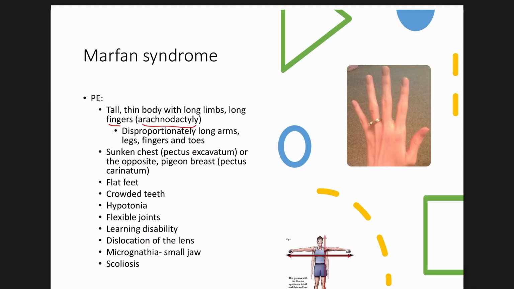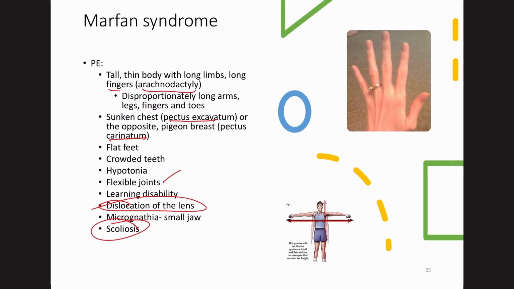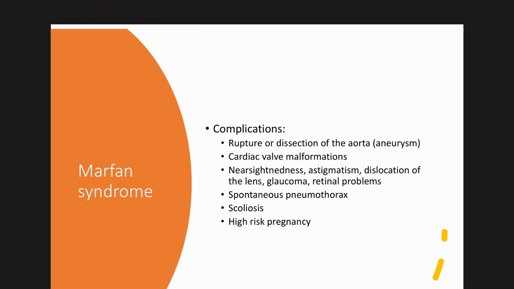Sunken chest is pectus excavatum. That's the sunken chest. Or they have the opposite. It's called a pigeon breast, which is pectus carinatum, where instead of a sunken chest, it's puffed out. They may have flat feet, crowded teeth, hypotonia, flexible joints, dislocation of the lens. So that's where the eye problems come into play. A small jaw, and potentially scoliosis as well. So these are some physical exam findings.